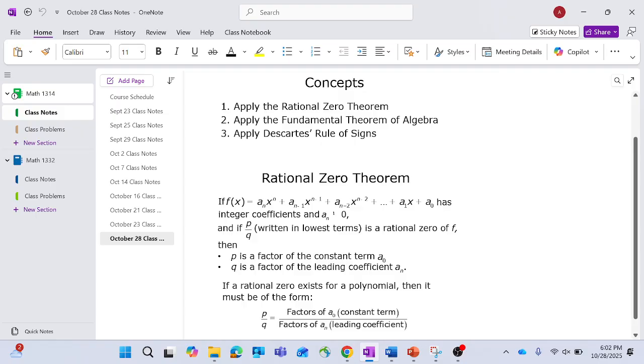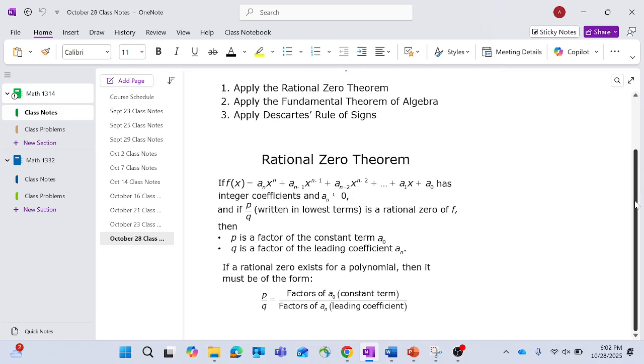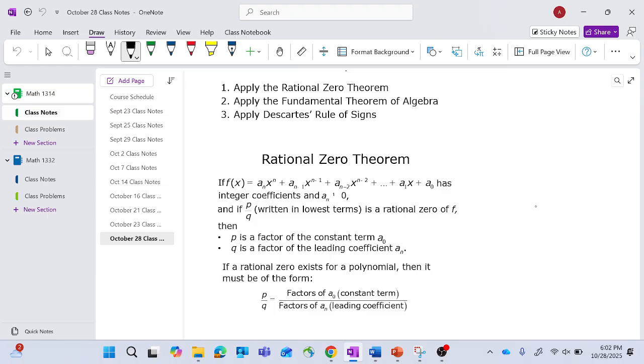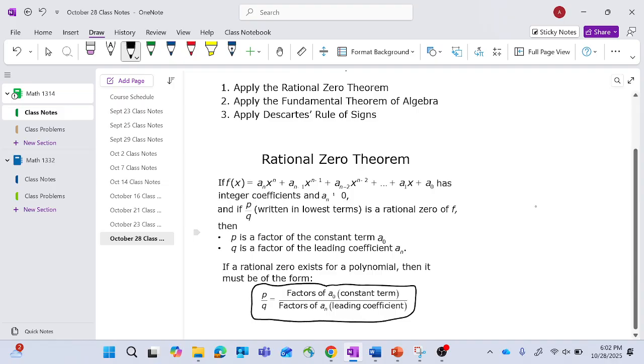rational zero theorem. Again, this is kind of an overcomplication of what it is, but it's better to have it than not have it. And then we'll go over it in a second. But I will say this thing right here is probably the best summary of the rational zero theorem.